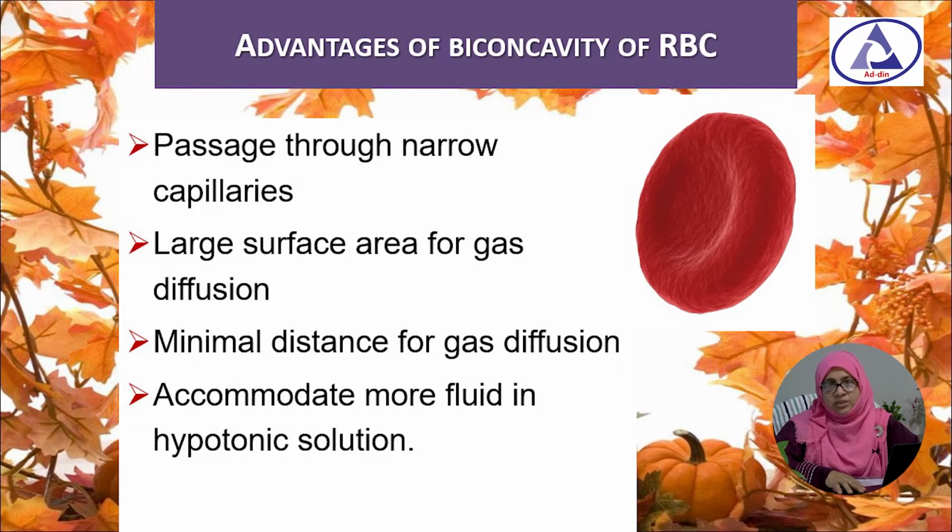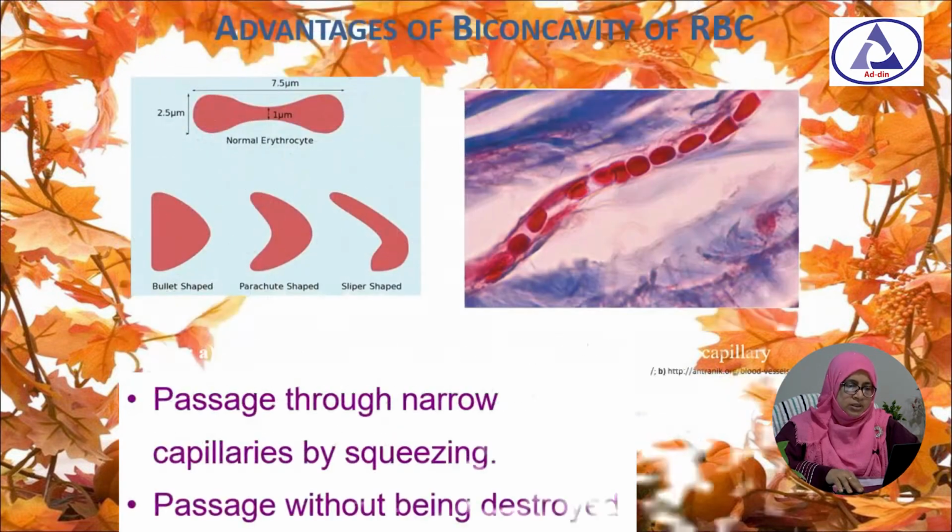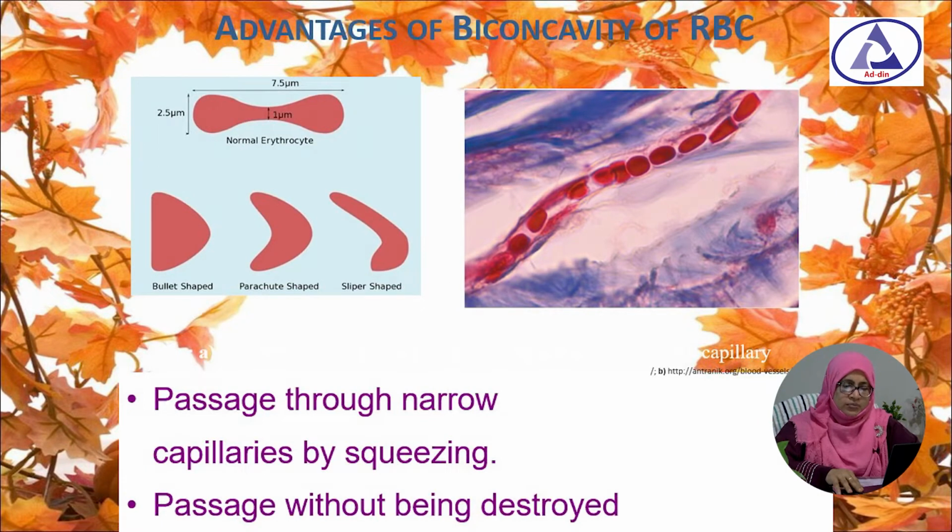So what is the advantage of this biconcave shape? Because of the biconcave shape, it can easily pass through the narrow capillaries, and it has a large surface area for gas diffusion at minimum distance, and accommodation of more fluid in hypotonic solution. You can see in this figure that a red blood cell can easily pass through the capillary in a single file. The capillary diameter and RBC diameter are the same, so it can easily squeeze through the capillary.